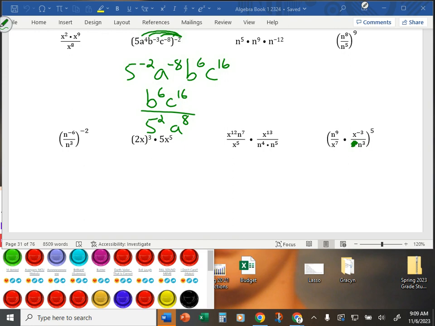Good. So James is saying we've got like bases here, right? We've got 2 bases of n and 2 bases of x. Why can we combine those even though they're parts of different fractions? Because they're the same. And how do you multiply fractions? You multiply straight across, right?